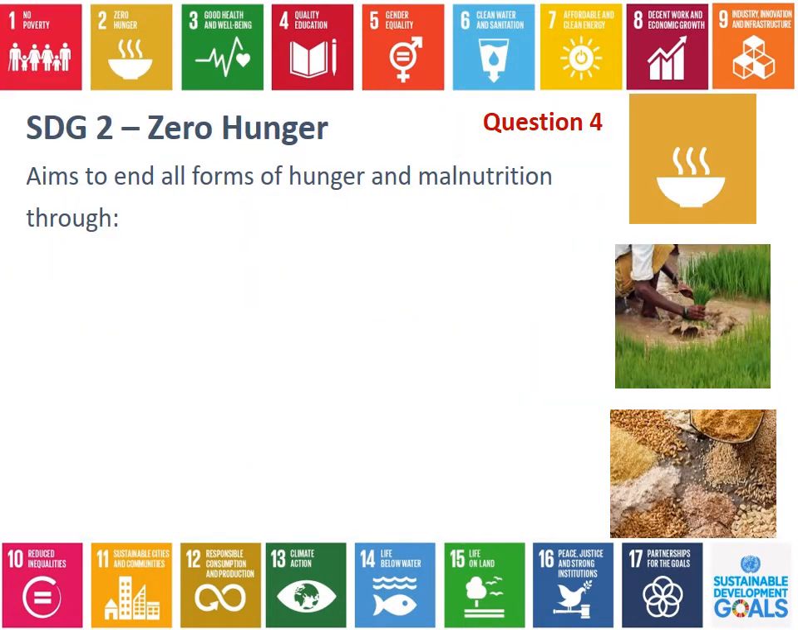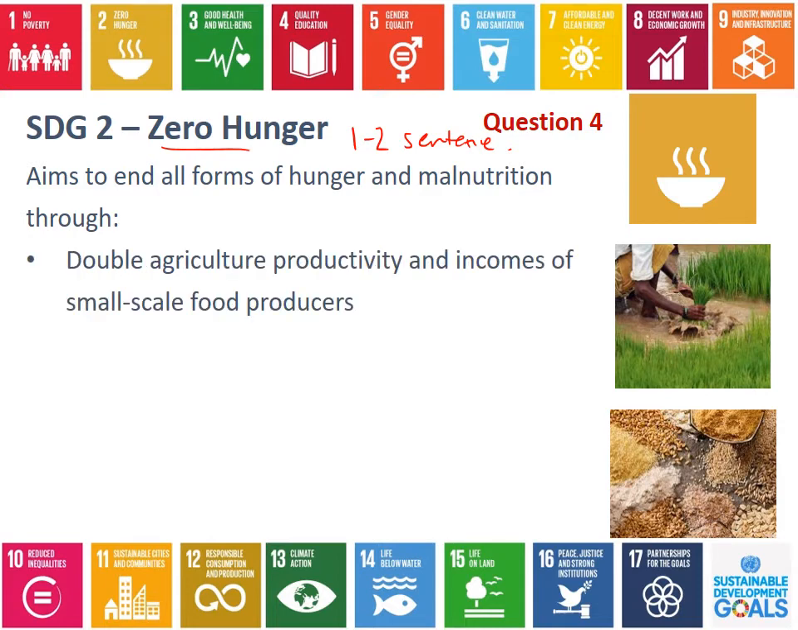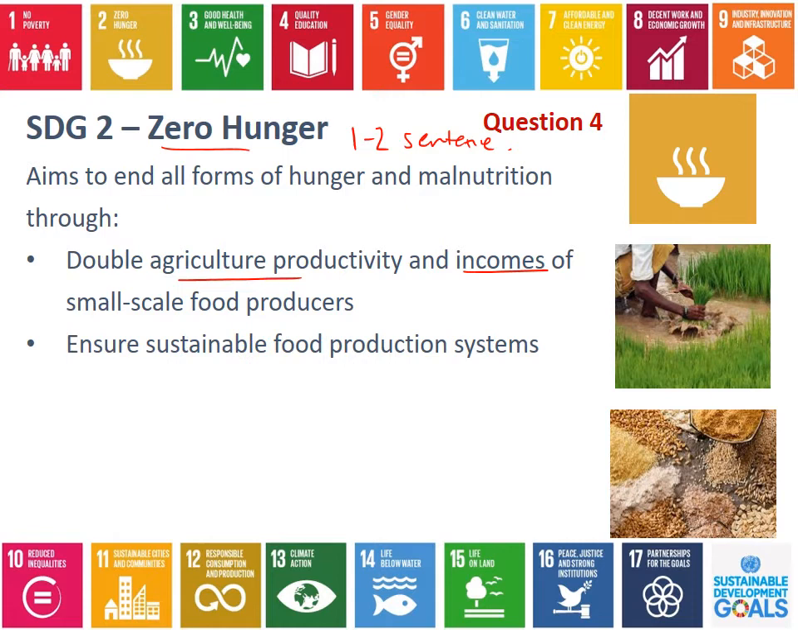Right, SDG 2, zero hunger. Again, I want you to come up with a 1 to 2 sentence description, definition of this SDG. This aims to end all forms of hunger and malnutrition through doubling agriculture productivity and incomes of small-scale food producers. So encouraging or supporting farmers. Ensuring sustainable food production systems. We've talked about how important sustainability is, especially with something like food.